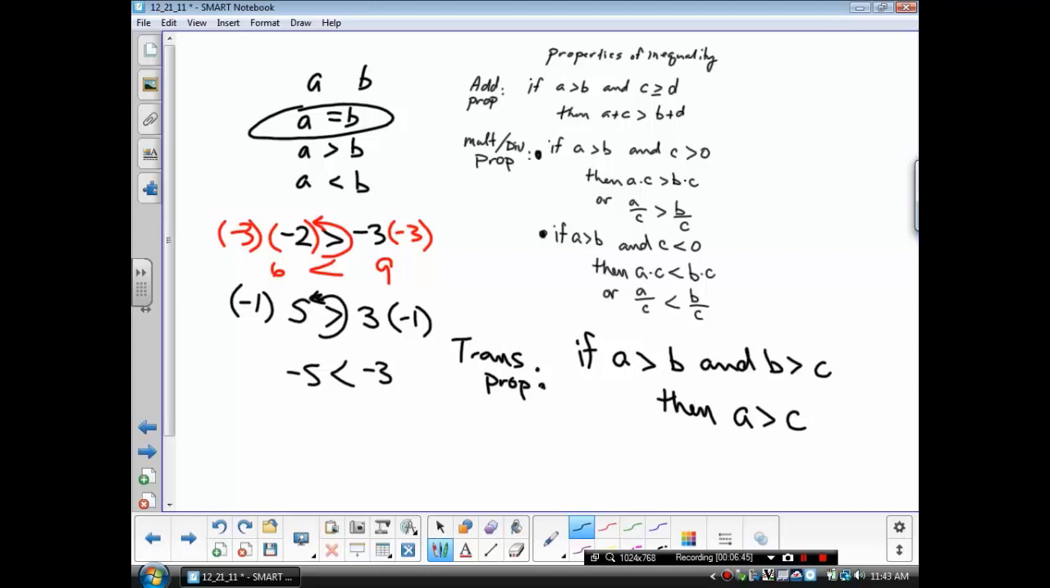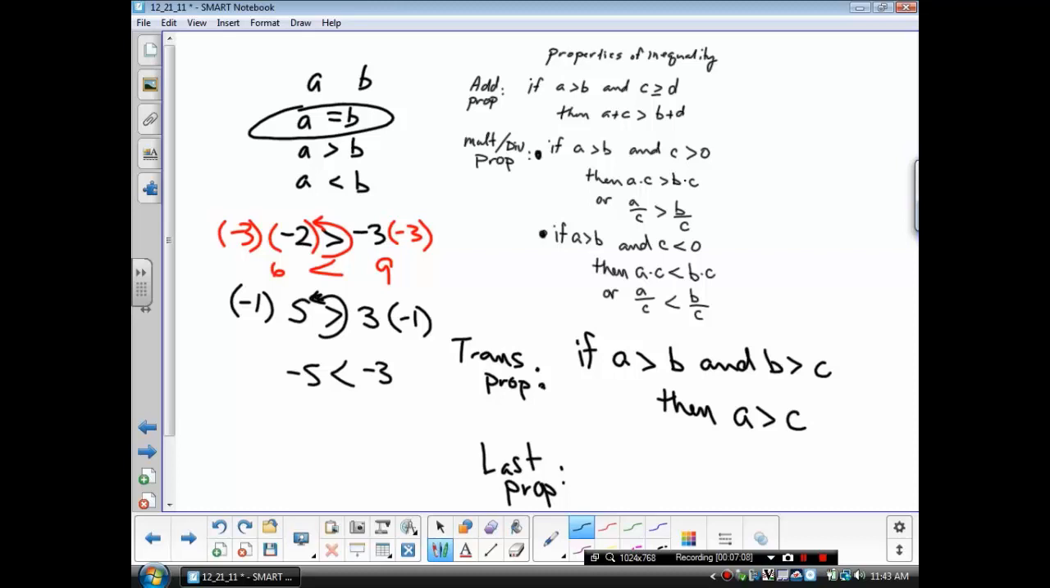Our last property of inequality doesn't have much of a name. We're just going to call it the last property. And all of these will be properties of inequalities. You can use them in proofs or things like that. If you use this one, you can refer to the last property of inequality.